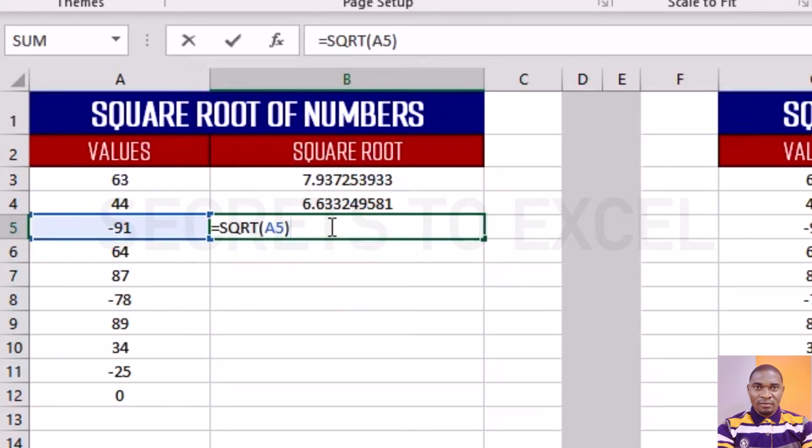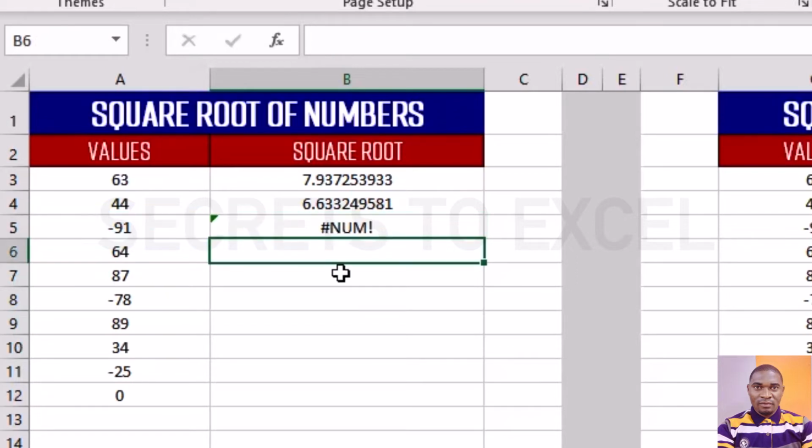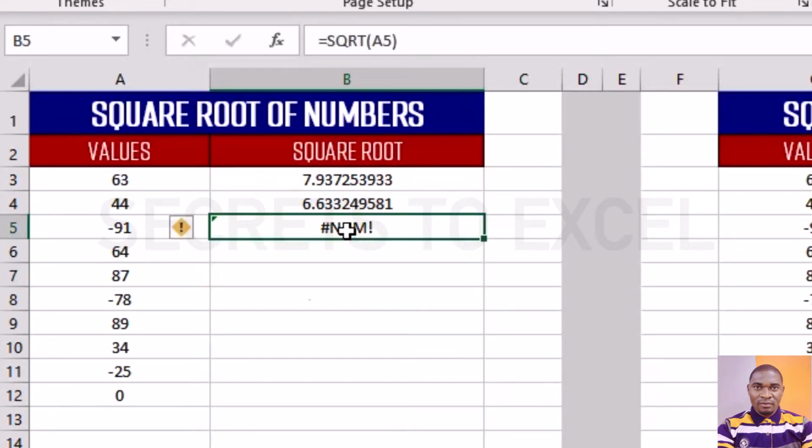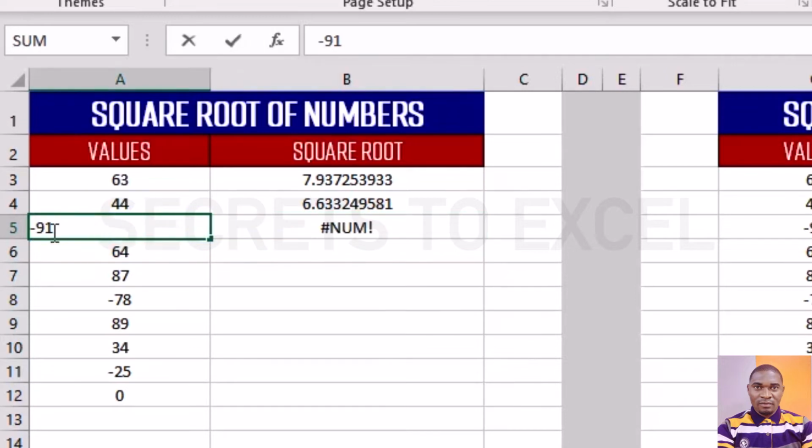So if it were the square of minus 91, of course, it can be accepted. But the square root of minus 91, of course, doesn't exist mathematically. So that is why it returns a number error. So ladies and gentlemen, anytime you see a number error, put it at the back of your mind that that particular error is associated with a particular number that has been specified in your formula. So what you need to do is just to navigate to that particular number and correct it, and you are good to go. That is to say, you come down here, instead of minus 91, you cancel the minus and you input 91, and that's it, we are good.